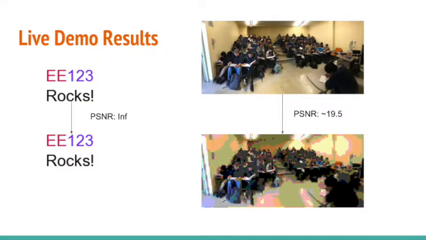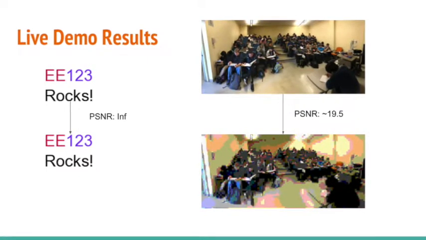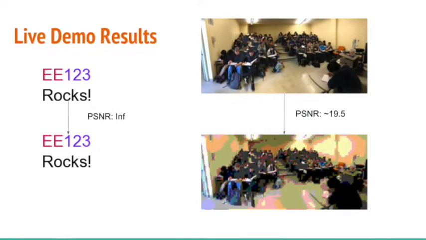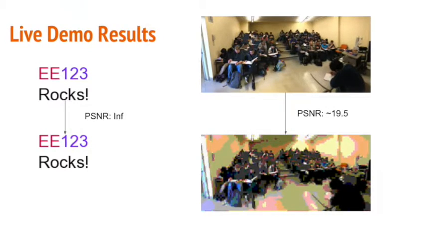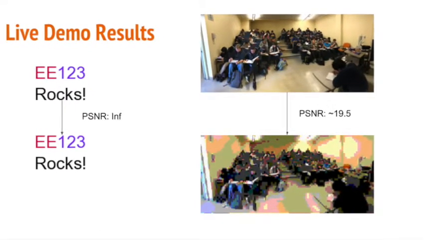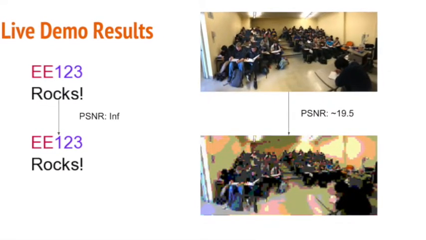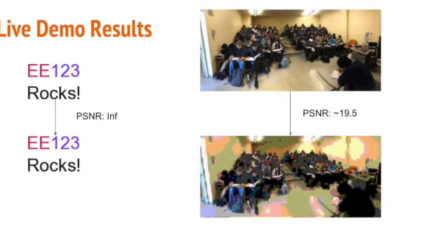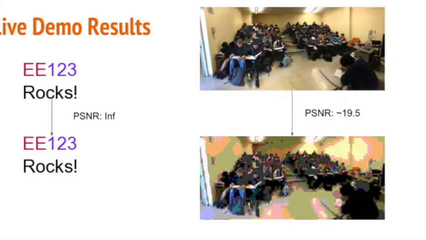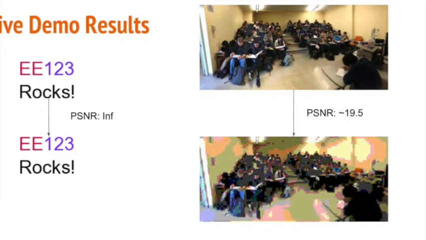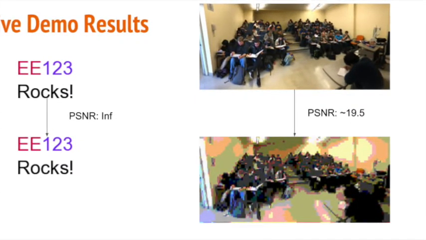These are our live demo results. We were able to reconstruct both images in the requisite 75 seconds. On the left-hand side, you can see the binary EE123 ROX image. We got a PSNR of infinity because we got perfect reconstruction. On the right-hand side, you can see that we got a PSNR of about 19.5 for the midterm picture.